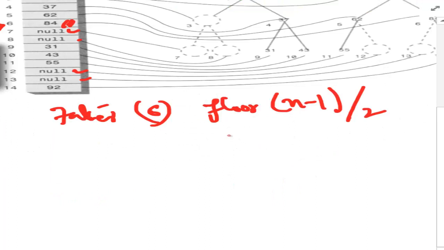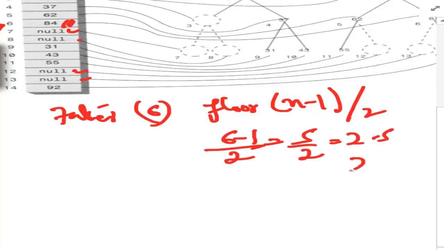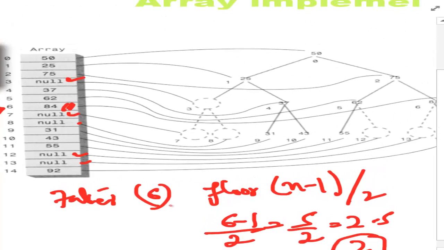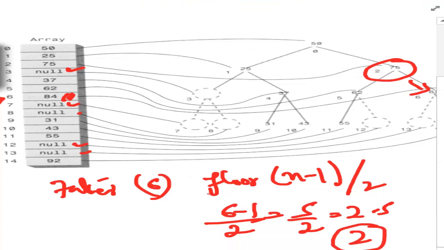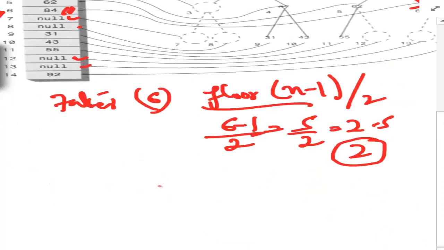N is here 6, that is (6 minus 1) / 2, that is going to be 5/2, that is going to be 2.5, and if you take a floor, that is the lowest one, that is 2. So we are saying technically the 2 is the father of 6. So who is at index 2? I'm saying 75 at index 2 is the father of 6. Is it? So the same way I can use this formula to see who is the father of any node.